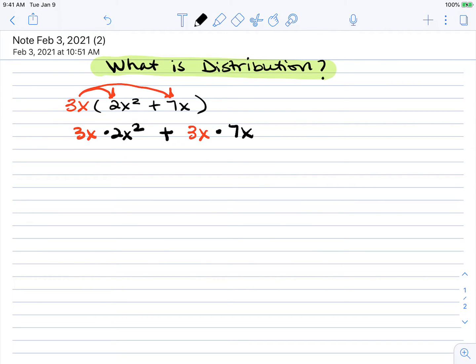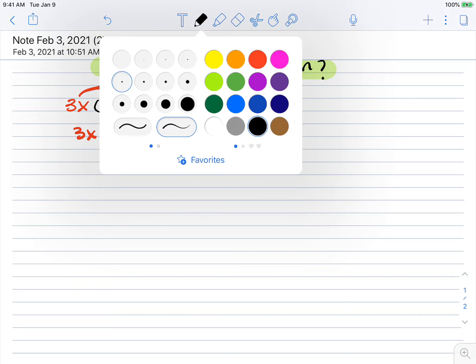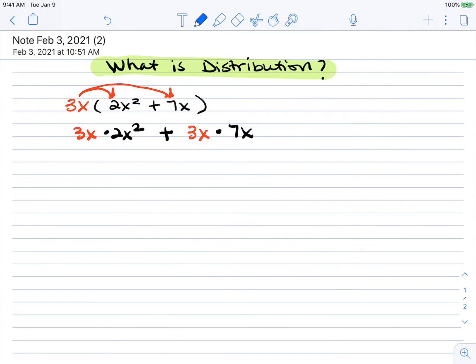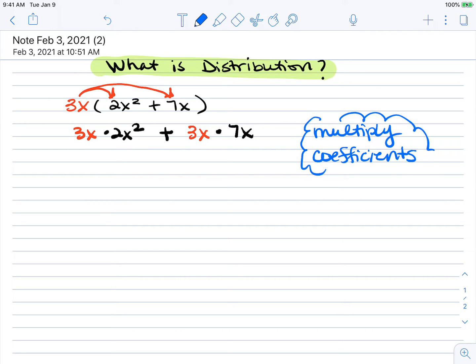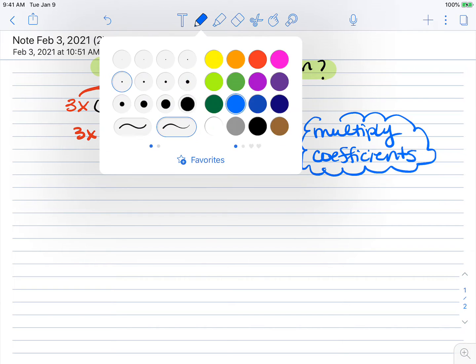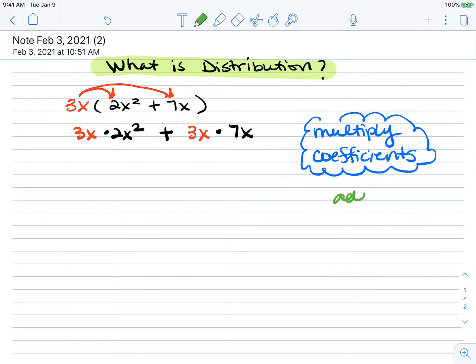And when I'm multiplying in algebra, what I need to do is multiply the coefficients. That's the first thing I'm going to do. And the second thing I'm going to do is add the powers, or the exponents, right? So I'm going to add the powers.